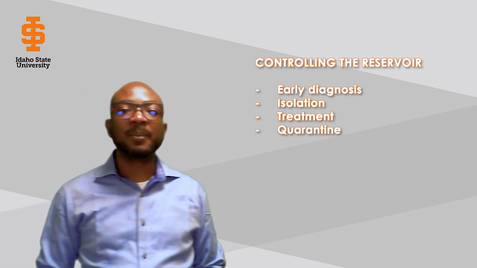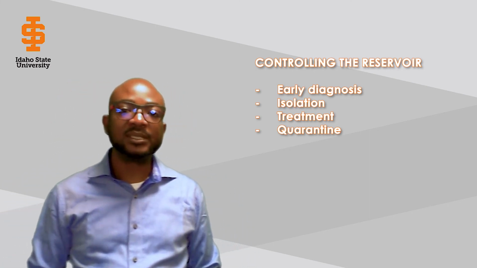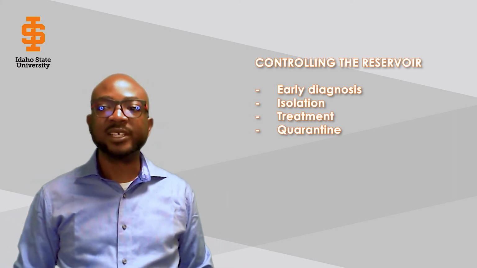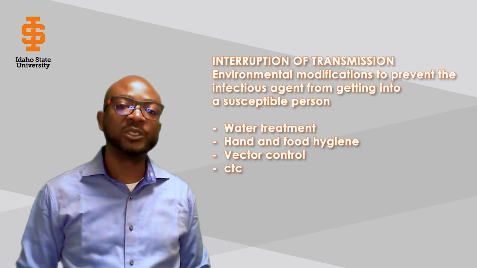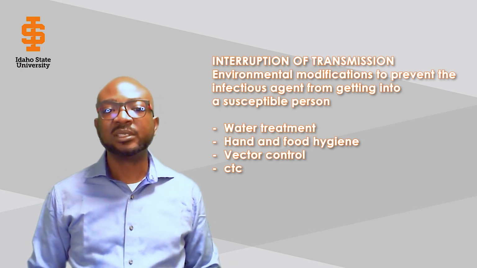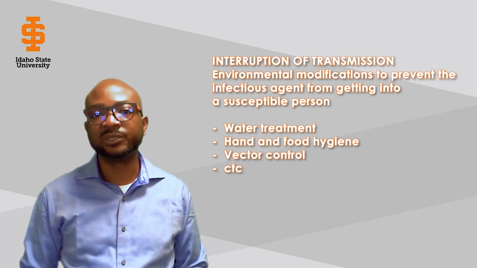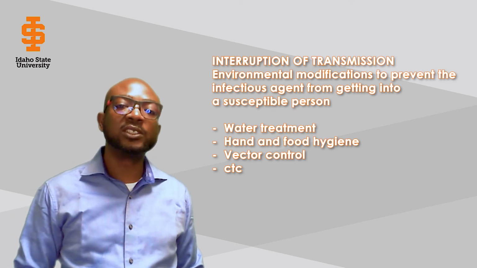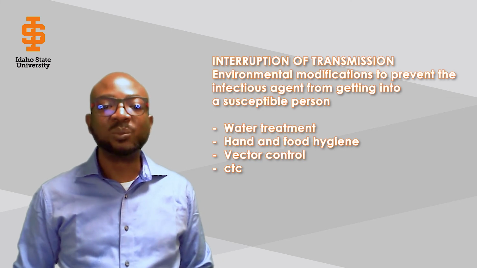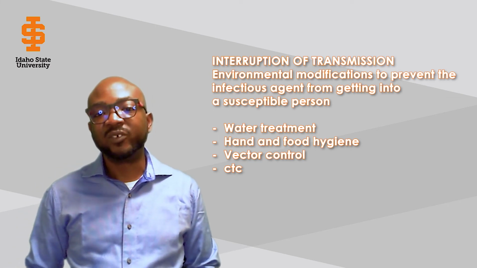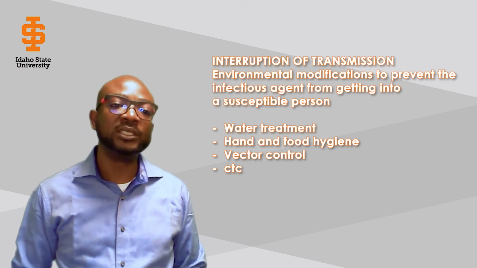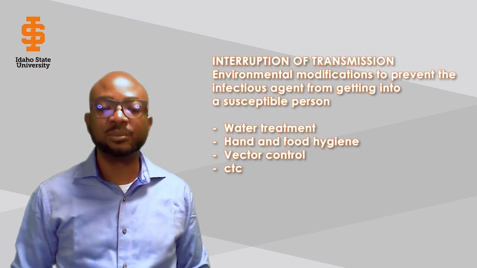Now, the next point in the chain of transmission is the route of transmission. So we can also interrupt the chain of transmission, the route of transmission. A major aspect of communicable disease control relates to breaking the chain of transmission. This may mean changing some components of the environment to prevent infectious agents from a case or carrier from entering the body of a susceptible person.